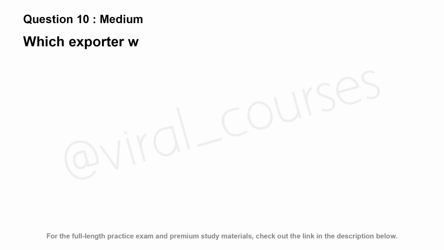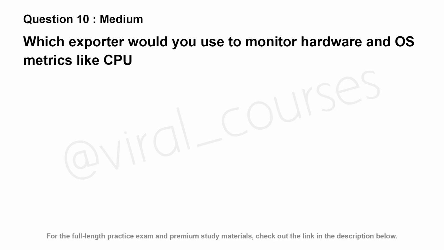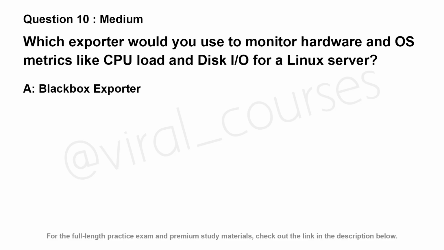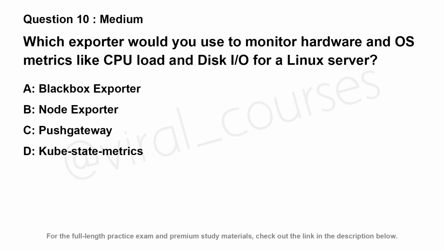Which exporter would you use to monitor hardware and OS metrics like CPU load and disk I/O for a Linux server? Option A, Blackbox Exporter. Option B, Node Exporter. Option C, Pushgateway. Option D, kube-state-metrics.